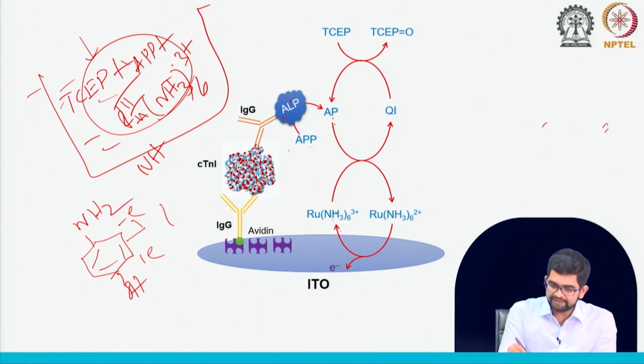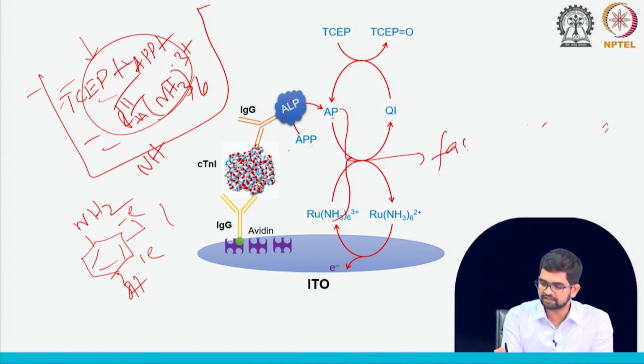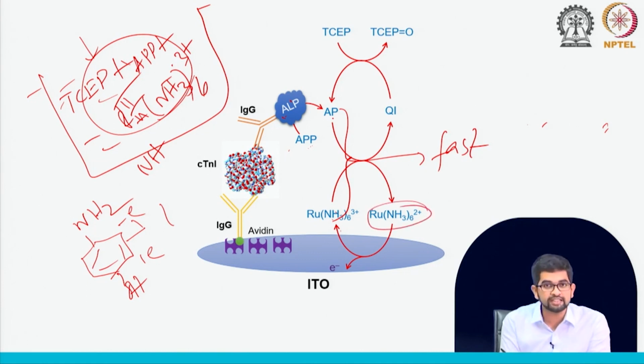So, this AP and ruthenium hexamine 3+ should react very fast, right? Then ruthenium hexamine 3+ can generate ruthenium hexamine 2+ very easily, because this will finally oxidize on the surface, it will generate the electron, and you will get the current. So, this reaction should be very, very fast.